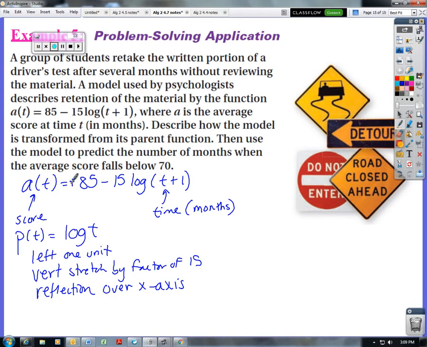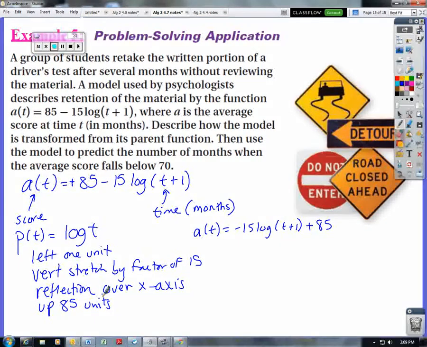Or another way to think about this is, if you use the commutative property and rewrote A of t in a different order, leaving the negative 15 log of t plus 1 in front and then moving the 85, you would have this, because the sign in front of a term goes with that term. So this negative goes with this whole term, and the positive goes with the 85. Then when you write it over here, you can see more clearly that the 85 means it's a vertical shift up 85. So it's going to go up 85 units. And the units in this case are the units of the y, which is the score. Great, so there's the transformation.